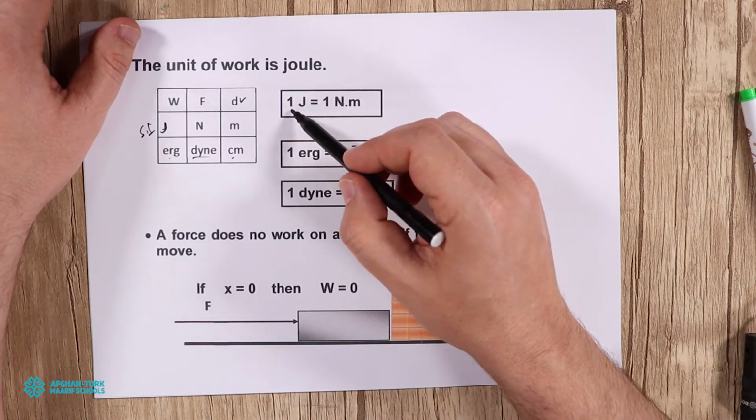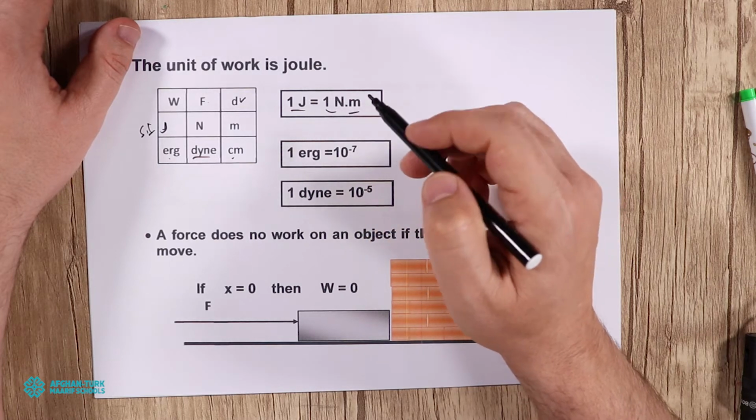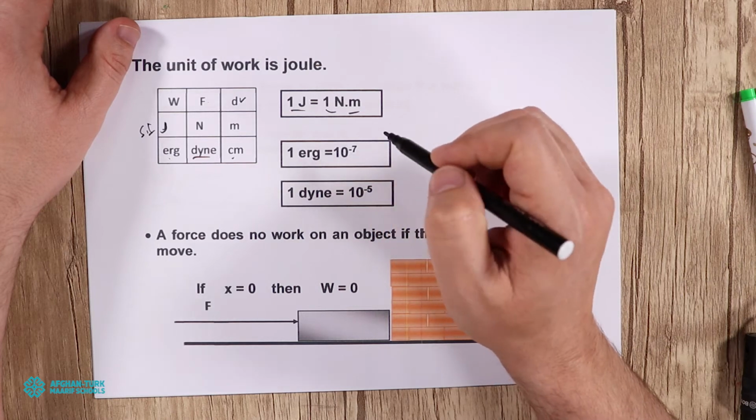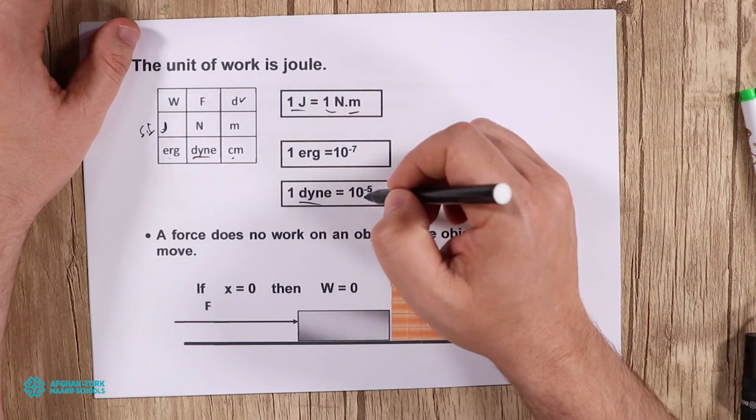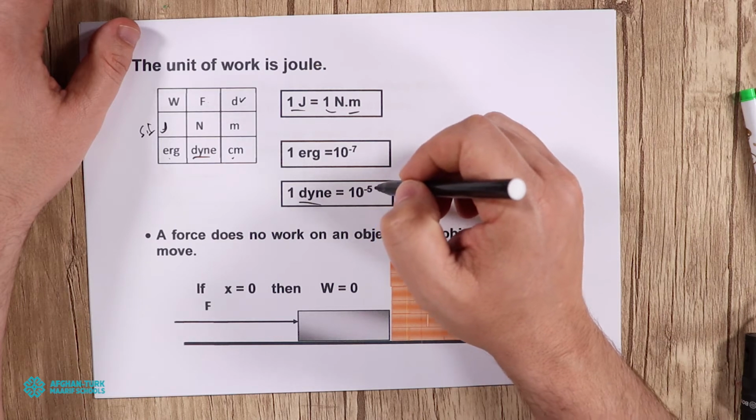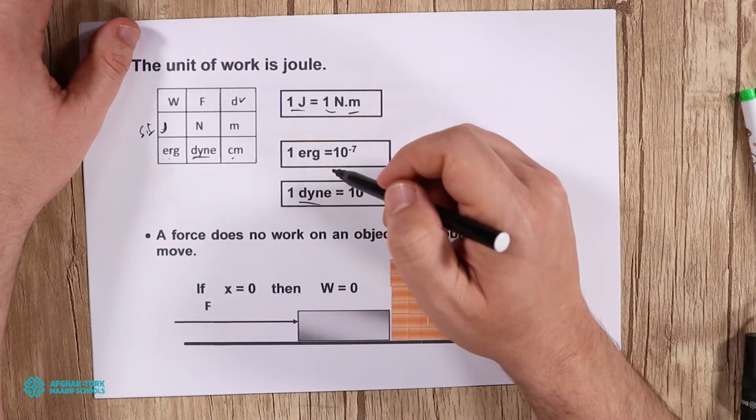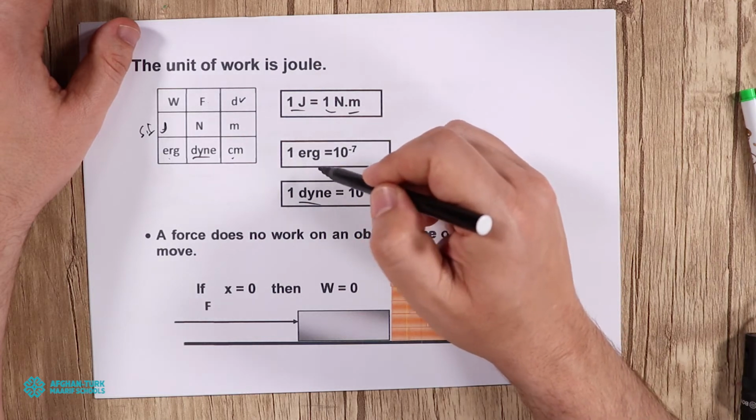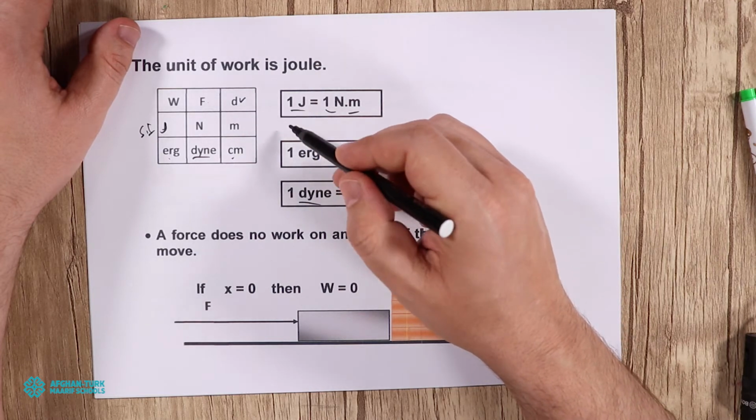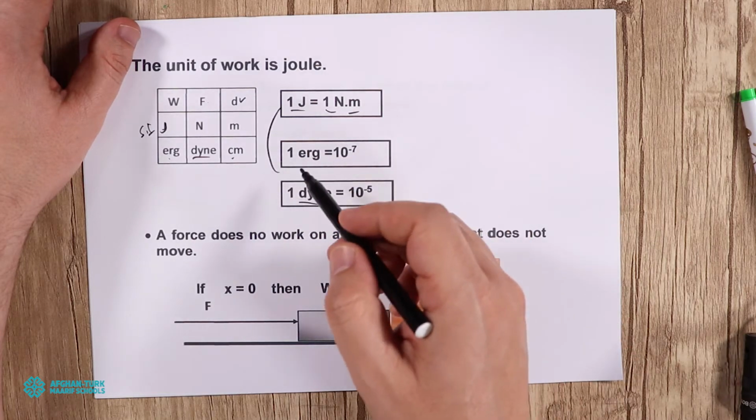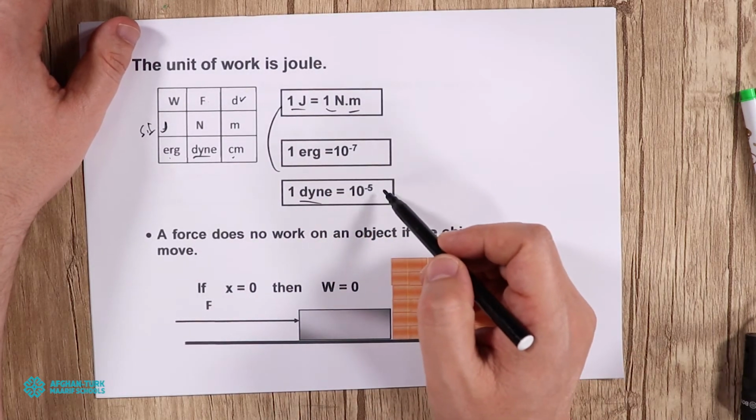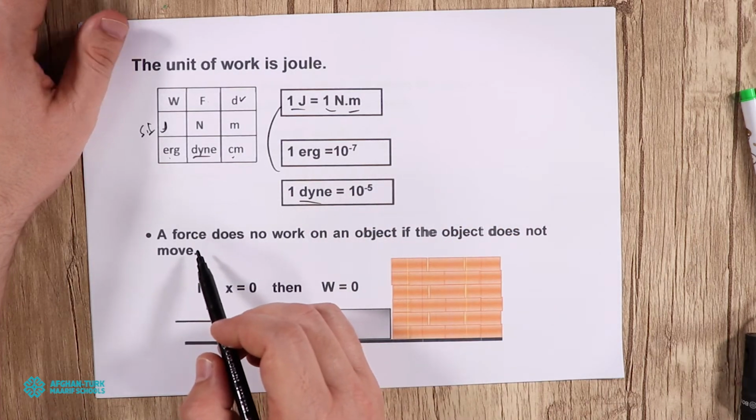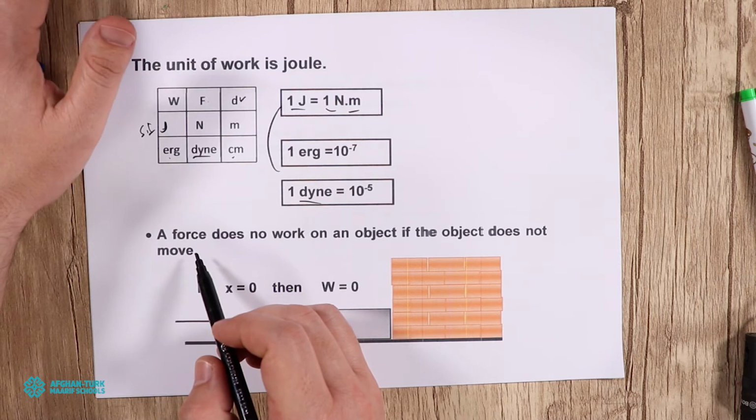So 1 joule is equal to 1 Newton meter, 1 erg is equal to 10 raised to the power minus 7 joule, and 1 dyne is equal to 10 raised to the power minus 5 Newton. Whenever they ask you to convert joule into erg or joule into dyne, you can easily convert by using these values. Now we are going to study some properties of work.